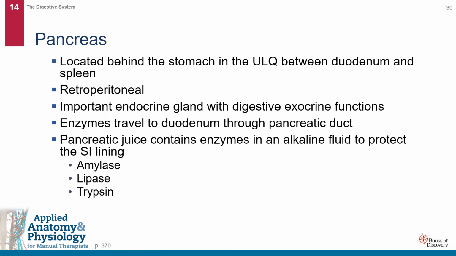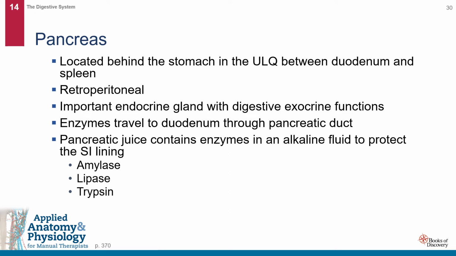Now let's discuss the pancreas. The pancreas is 5 to 6 inches long and is situated behind the stomach in the upper left abdominal quadrant between the duodenum and the spleen. Like the duodenum, the pancreas is retroperitoneal. While the pancreas is an important endocrine gland, 99% of its cells are engaged in exocrine functions, making it a vital accessory digestive organ.